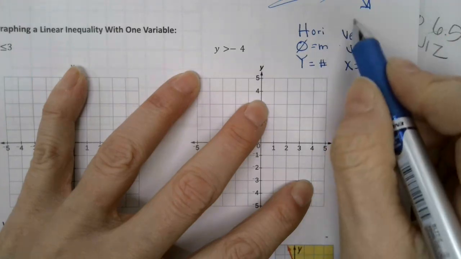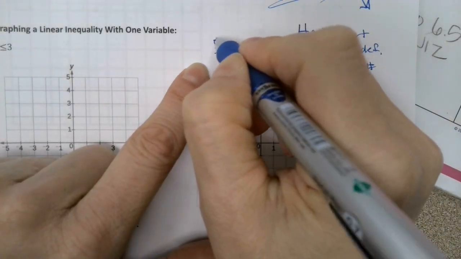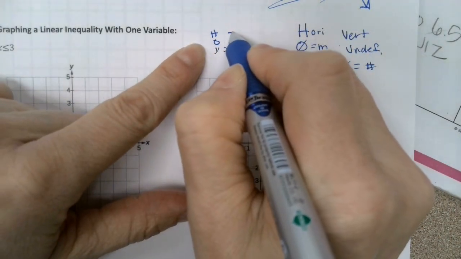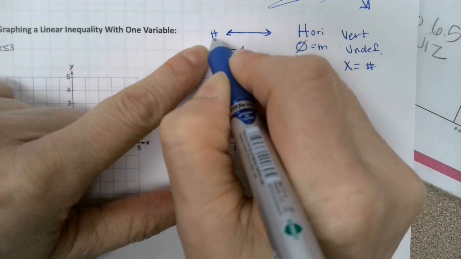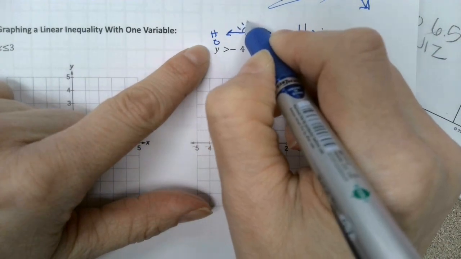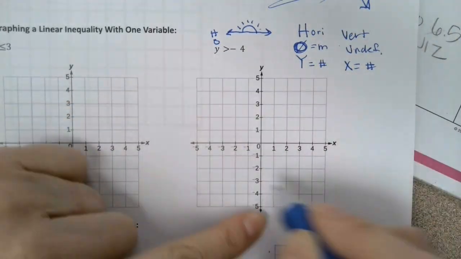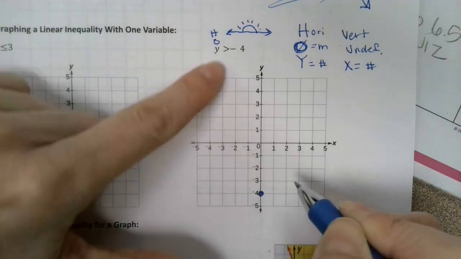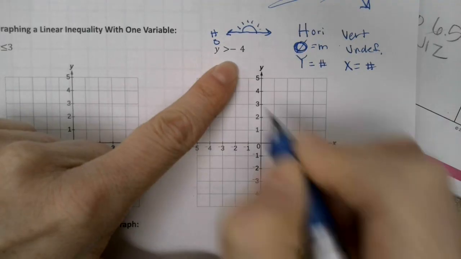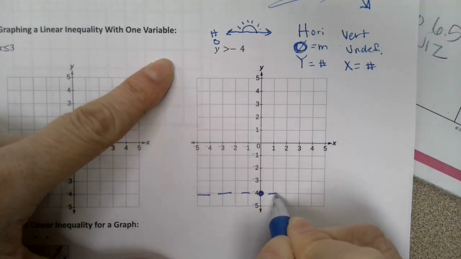So HOI and VUX. When I am looking at this problem, I have y, meaning I could write the word HOI with it. I should have a horizontal line. It looks like the horizon. The O, the slope of 0, is like the sun coming up over it, like a horizon. This is a slope of 0. So I plot the point 0, negative 4, and then draw my horizontal line. This is dashed because it does not have that equal underneath it. So I dash this line.